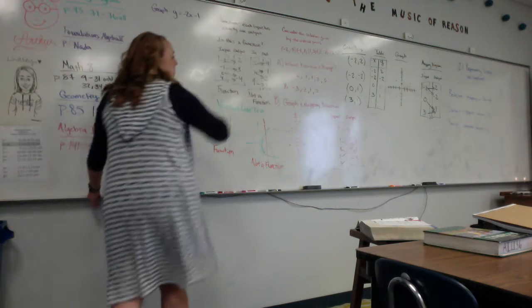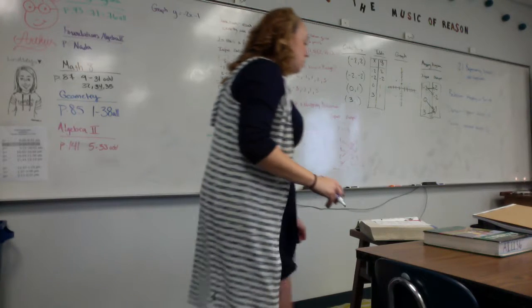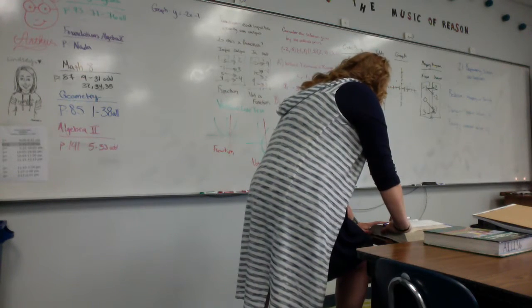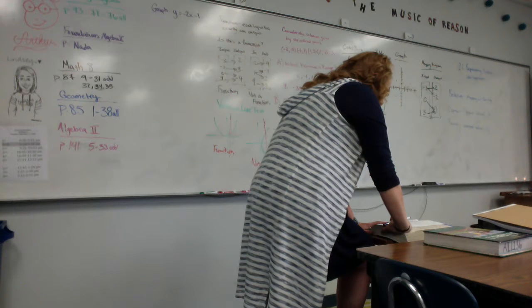What form is this in right now? Slope-intercept, right? Slope form, okay? So I have an equation. I'm going to graph this, okay? How am I going to graph this? There's two ways that I can do this, okay?